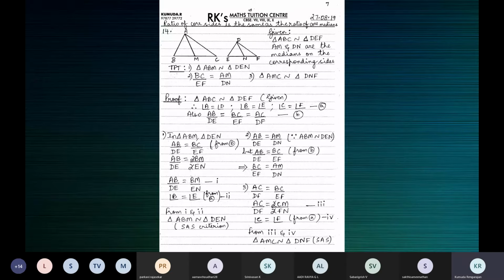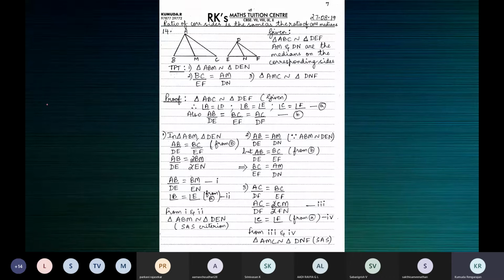So when you have to prove that, am I audible? Yes, ma'am. In 2 similar triangles, the ratio of the corresponding sides is the same as the corresponding medians, you'll have to do this. You should write BC as twice BM and EF as twice EN, or you can also divide the numerator and denominator by 2. So this is the approach, and it's proved using the SAS criterion.